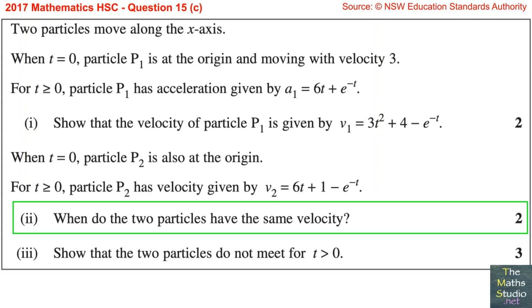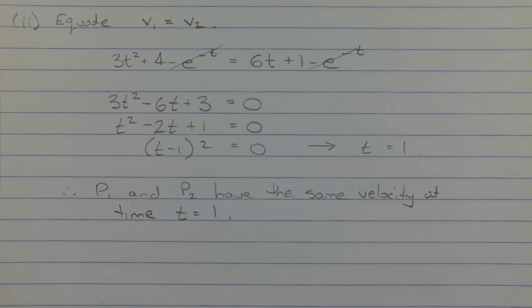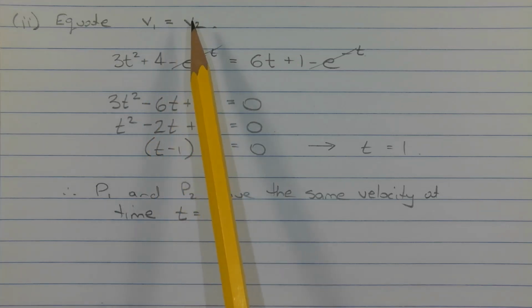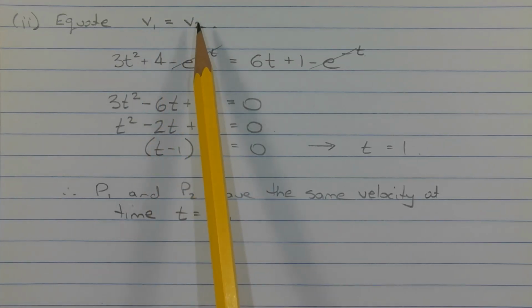When t equals 0, particle P2 is also at the origin. For t greater than or equal to 0, particle P2 has velocity given by v2 equals 6t plus 1 minus e to the power of negative t. Part 2. When do the two particles have the same velocity? To find the time when the velocities of both particles are the same, we equate v1 and v2. In other words, v1 equals v2.